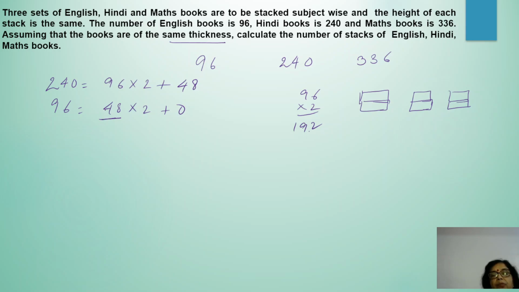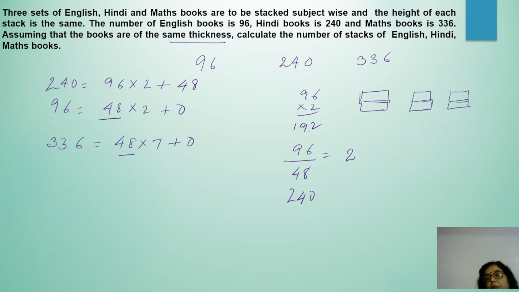Similarly, if I take this 48 and check out with 336, find out the HCF of these two numbers. 48 into 7 times, 7 8s are 56, you get 336, you get the remainder 0. So 48 is the HCF of these three numbers. Now, in order to find out the number of stacks of each variety, if I take 96 and divide by 48, now I know that I have to keep 48 books in one stack, whether it is of English or Hindi or Maths. So 48, this will give me 2 stacks.